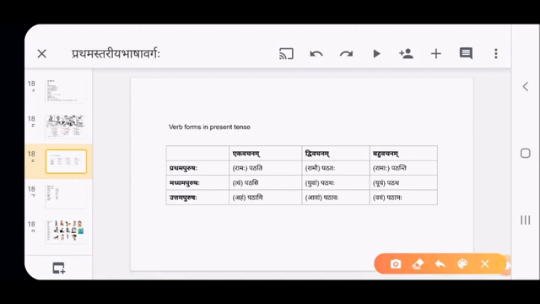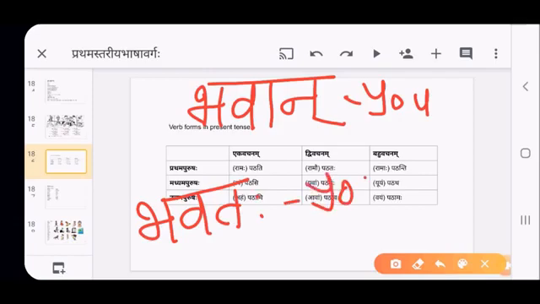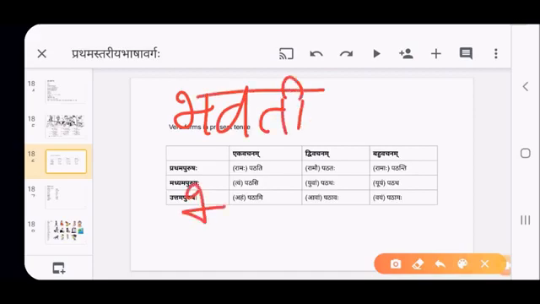Tvam we have not seen yet, but we have already seen the equivalent word or sentence for who are you or what is your name. Bhavan, correct. Bhavan putra nama kim? Bhavan means you, and Bhavatah means you are, if it is a male. If it is a female, we have seen Bhavati means you, and Bhavatyaha means you are.